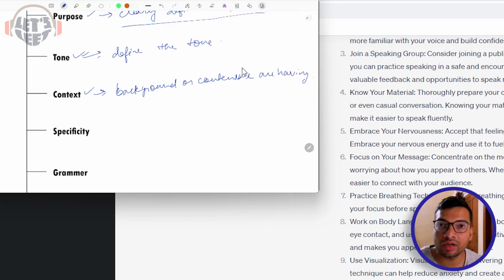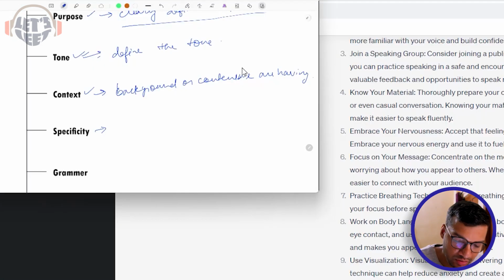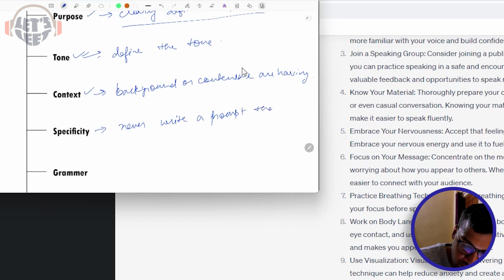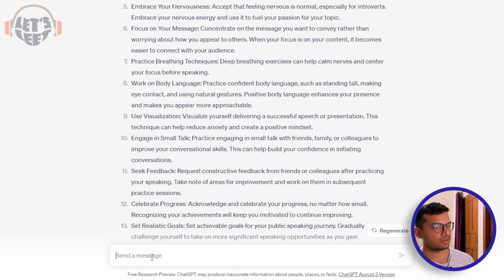All right. So the next point is specificity. So what is this particular thing? Basically, never write a prompt that is subjective or less specific, right? For example, let's say I want to know something about jets. Let's say, tell me about jets.